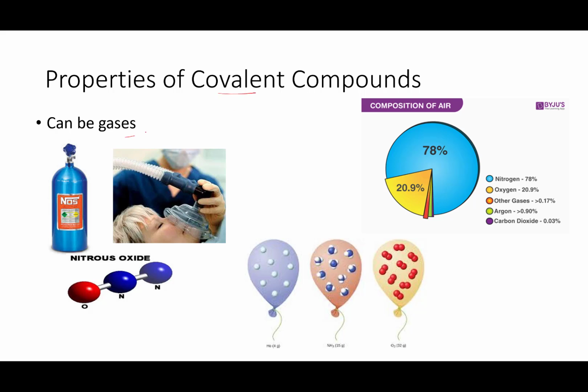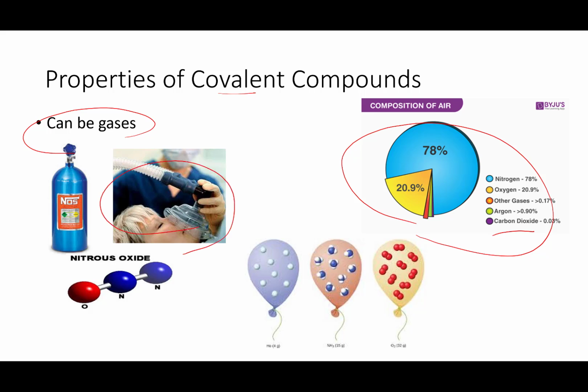Sometimes covalent compounds can be gases, the nitrogen, oxygen, and other things like carbon dioxide that make up a majority of our atmosphere, covalently bonded. Nitrous oxide, which can be used as an anesthesia, covalently bonded. Ammonia gas that you smell when you are cleaning with ammonia, covalently bonded.